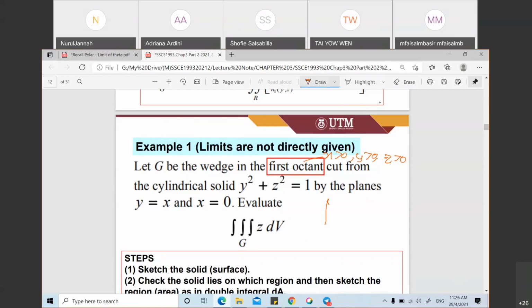So if I draw, okay, this is the cylinder projected onto the x-axis, somehow like this. And then we have to cut at y equals x, which means this is x, which is y. This cut here, right? Cut. And then what else do we have? Let's see, like this. And then we have x equals to 0. Which one is x equals to 0?